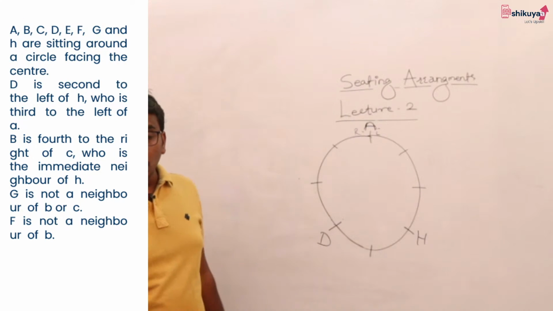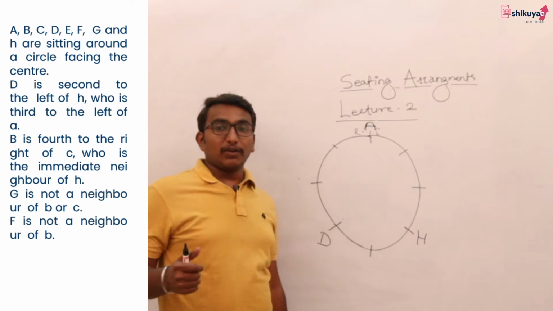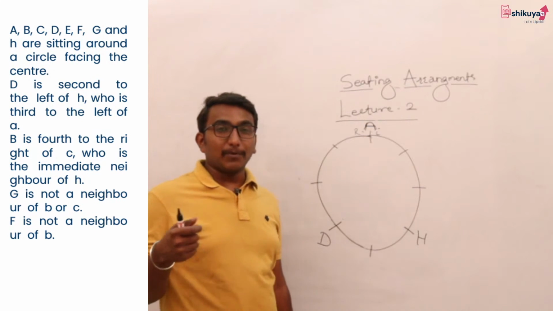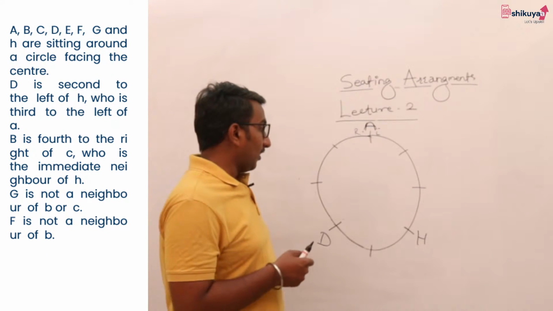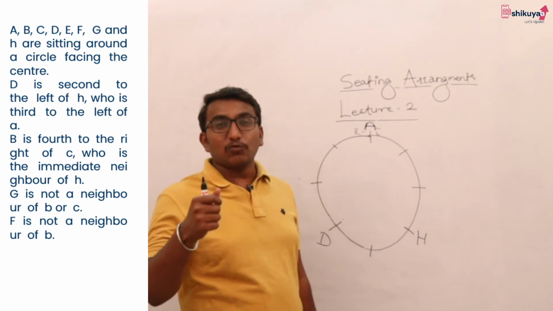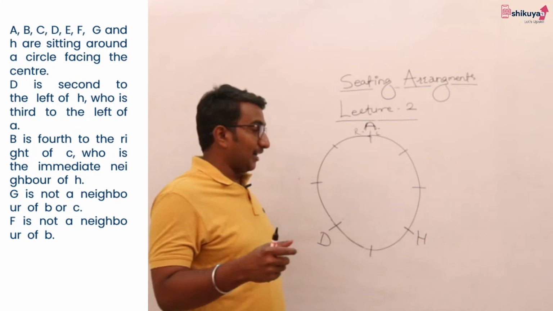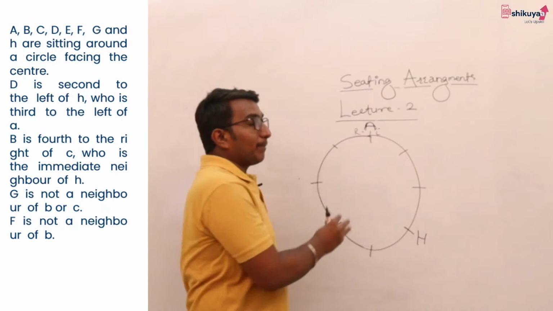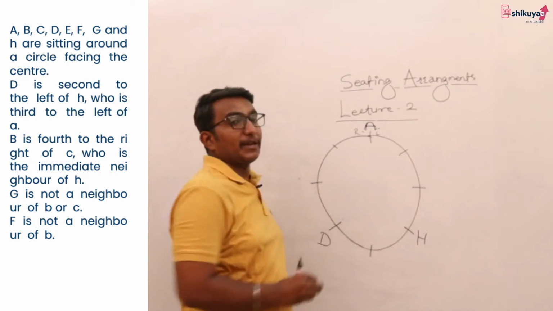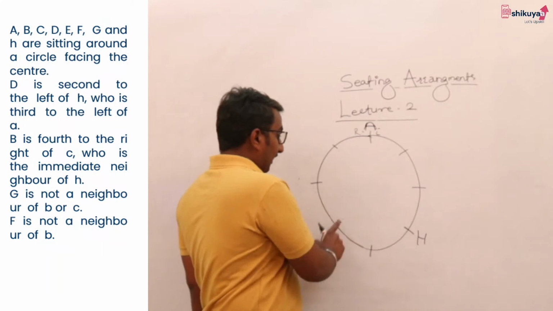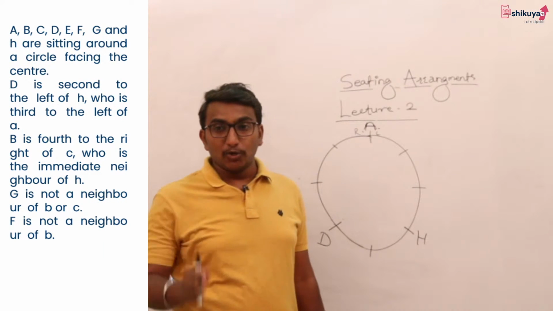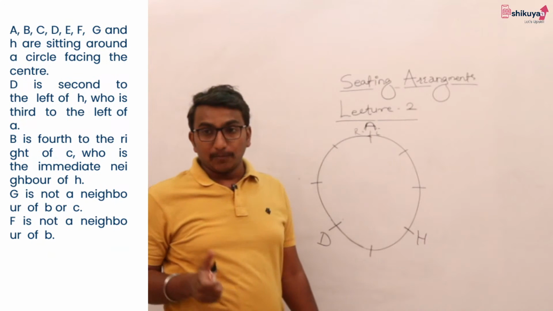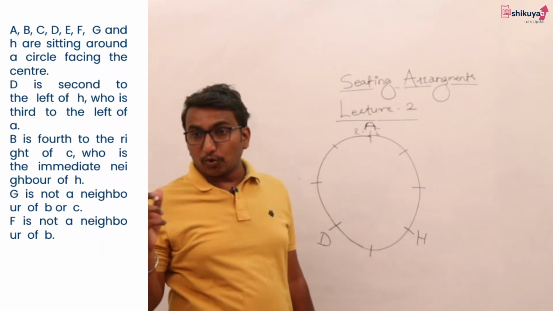Now here we have to understand, whenever we have been given a couple of statements, first we have to look at the statements which have been given in comparison with all the objects which we have already placed in the diagram. So right now A, D and H have been already placed in the diagram. So now we should look for the statements which are related to these three. As they have given, B is fourth to the right of C.